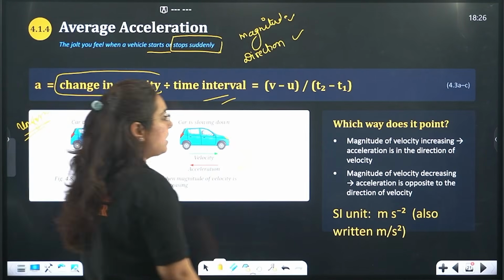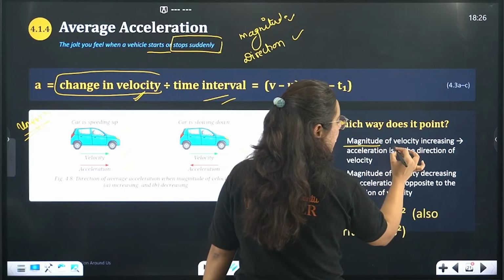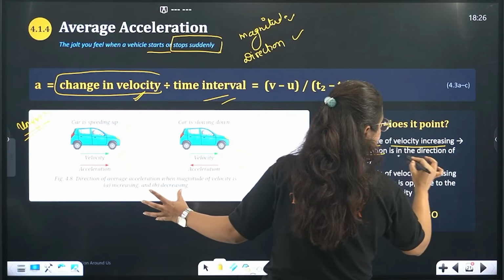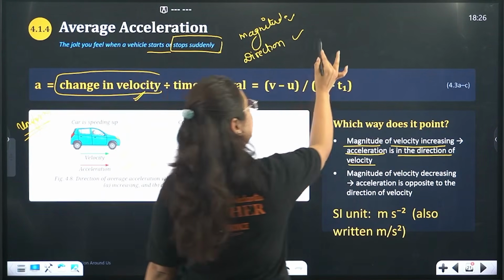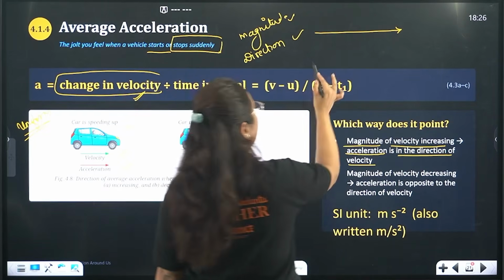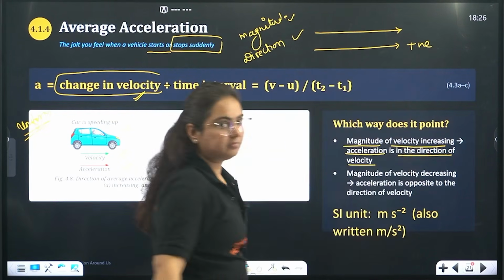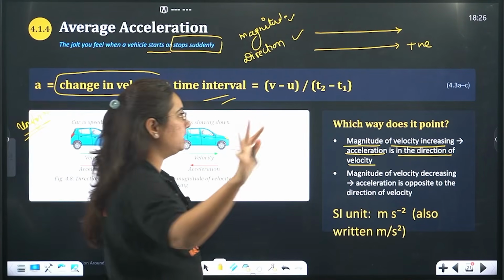Beta, it depends upon certain factors. See, magnitude, that means the velocity is increasing. Acceleration is increasing in the same direction. When you increase the speed, that means velocity, right? Acceleration will be positive. Acceleration will be positive. An example will make everything clear to you.